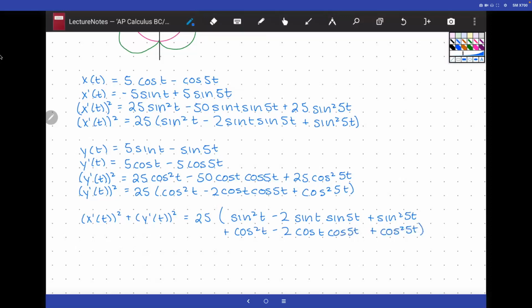So we got a couple of Pythagorean identities showing up there. We got sine squared t plus cosine squared t, which is 1. And then we got sine squared 5t plus cosine squared 5t, which is 1. Still 1. Remember, the angle can be whatever, as long as the angle matches, it's 1. And so, finally, this thing is going to start collapsing.